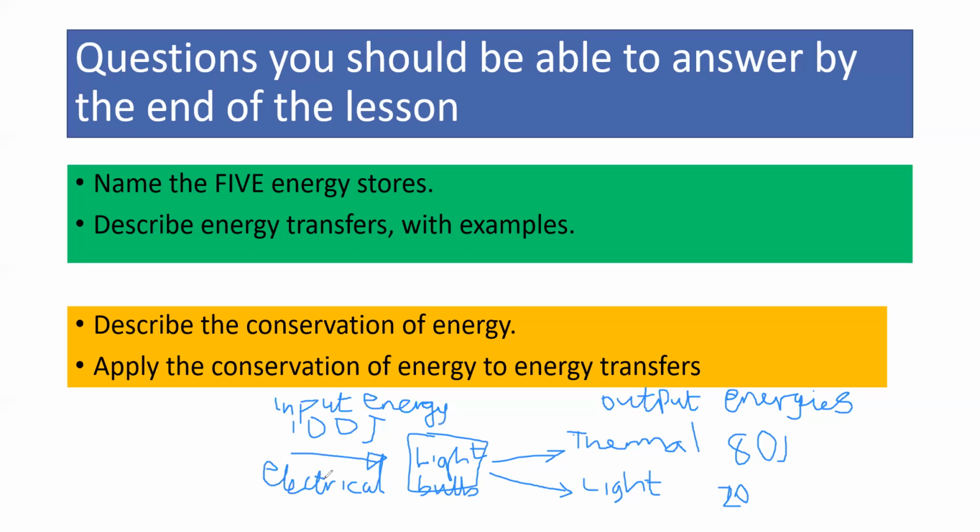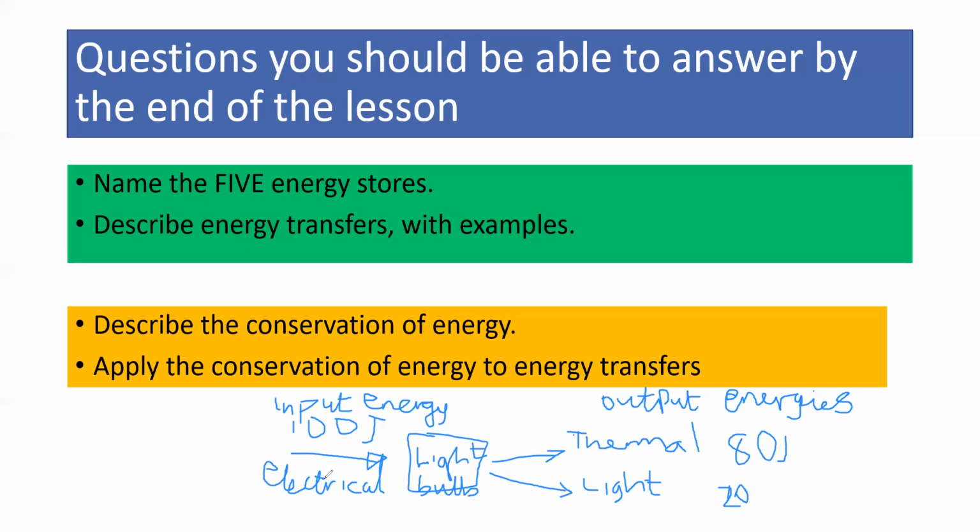Any energy transformation or energy transfer obeys this law, the law of conservation of energy, which says that energy cannot be created nor destroyed, but it can be changed from one form to another. So in GCSE, you might get questions where you've got to explain how energy conservation is occurring here. Basically, your input energy should be equal to your output energy. If you're able to prove that, then energy has been conserved.